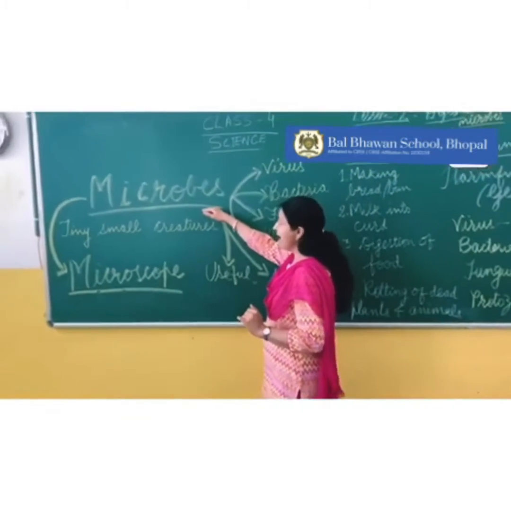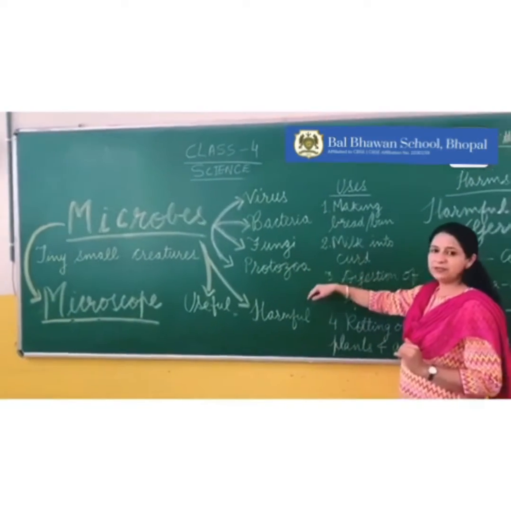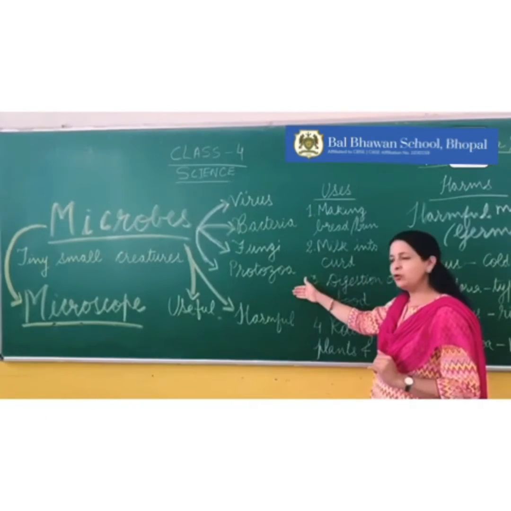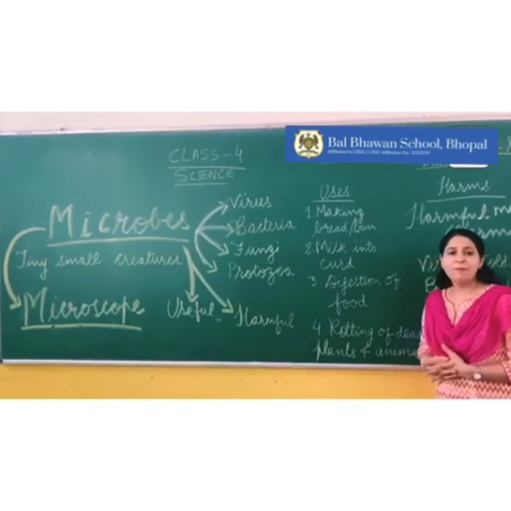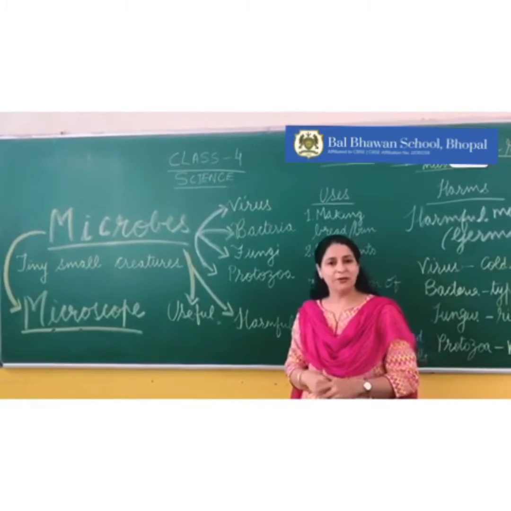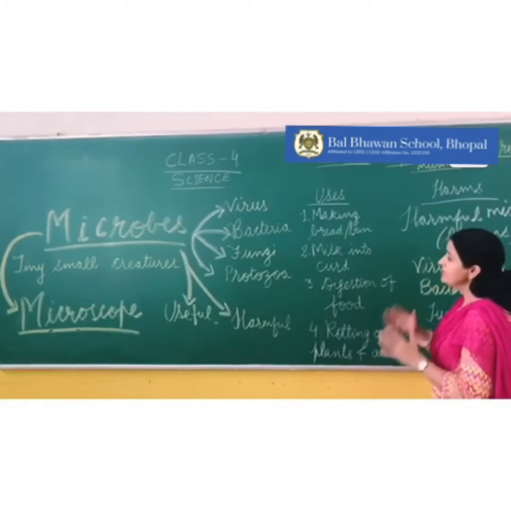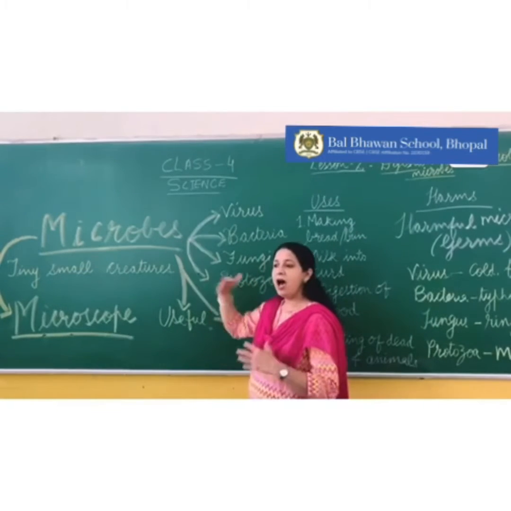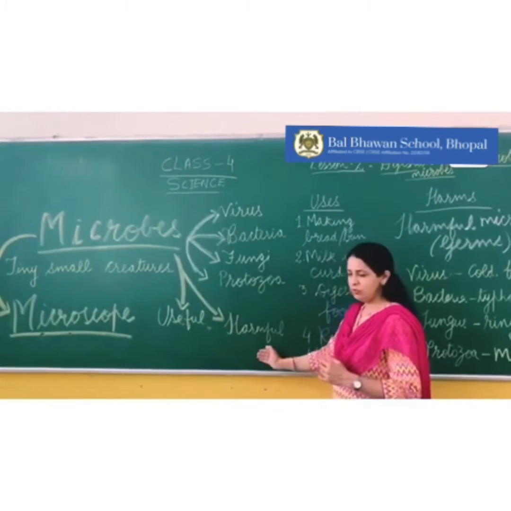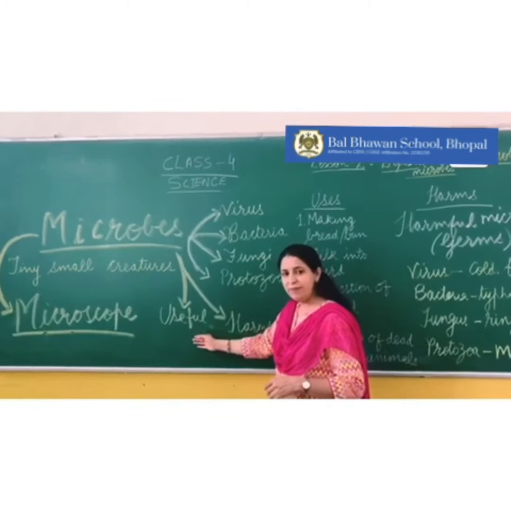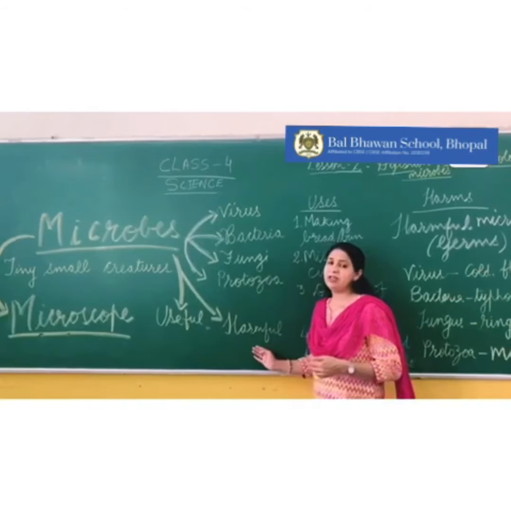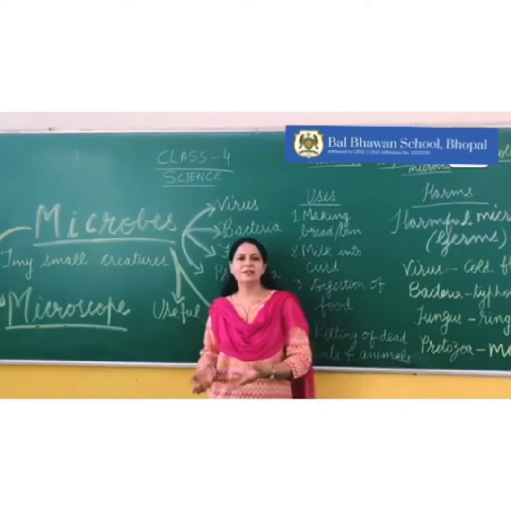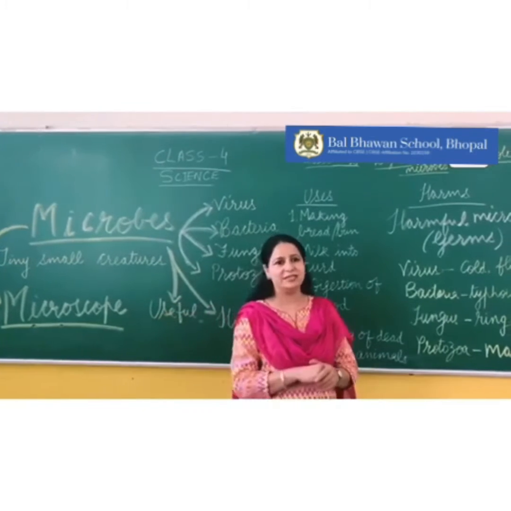Now children, see here. The microbes have different types, and these types of microbes include virus, bacteria, fungi and protozoa. These are the 4 different types of microbes. Microbes are also called microorganisms. Now these microbes, these virus, bacteria, fungus, protozoa, are useful also and harmful also. Sometimes they are very helpful to us, and sometimes they are very harmful. They cause certain diseases in humans, in plants, in animals. So they cause different types of diseases also.